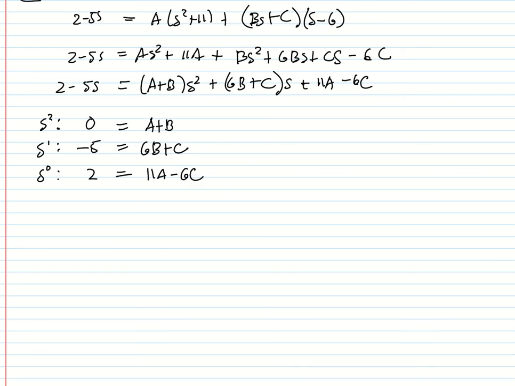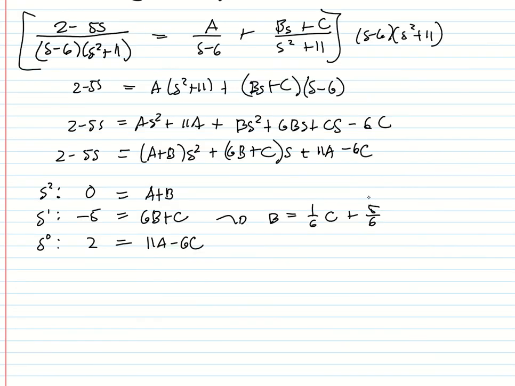Then we can solve the equations simultaneously. We can take the second equation and solve for b. b equals 1 over 6 c plus 5 over 6. Or this should be negative 6b. There is a correction here. This should be bs times negative 6. This should be minus.